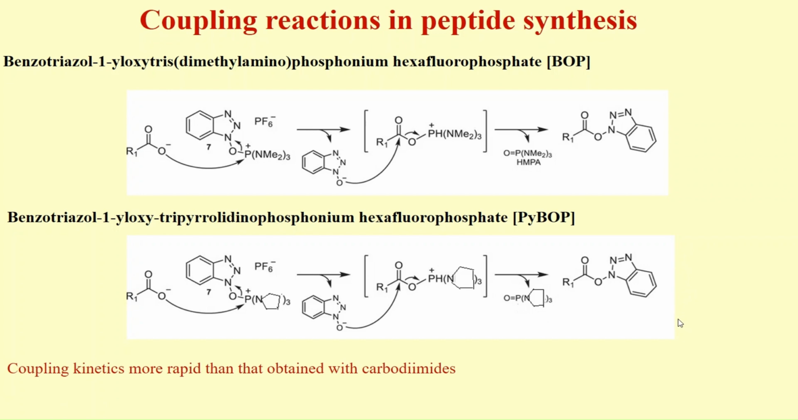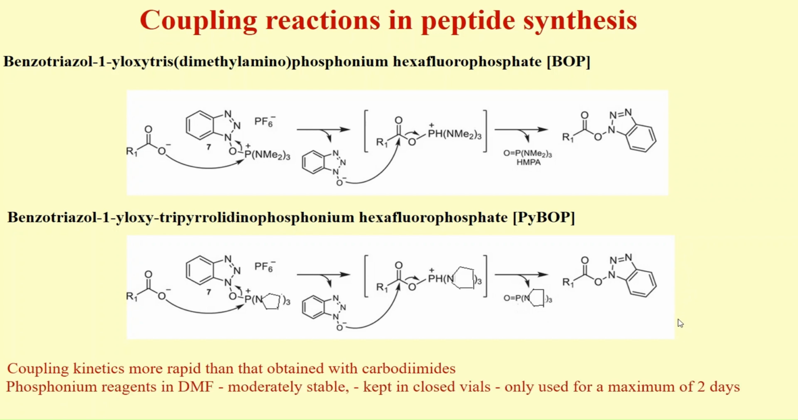Overall, the coupling kinetics is better in both uranium and phosphonium salts than that of carbodiimides. That's why it has faster reactions, quicker reactions and clean reactions. Phosphonium salts are moderately stable in DMF, which has to be kept in closed vials, and it can be used only for 2 days. After that, it decomposes. Compared to the uranium reagents, the phosphonium reagents give cleaner reactions. That's why phosphonium reagents are preferred over uranium reagents, which are preferred over carbodiimide reagents.